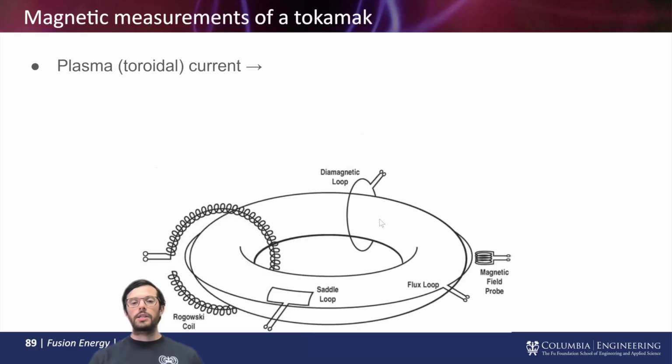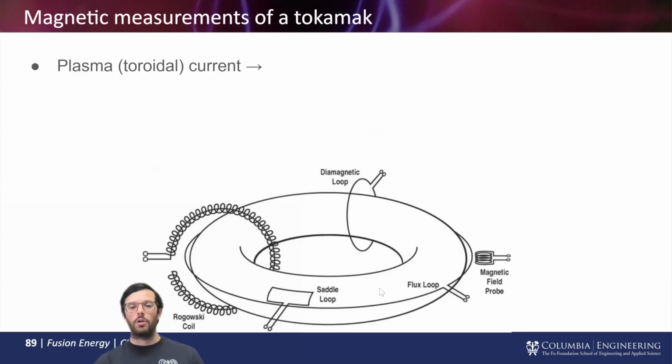So this is a drawing of a tokamak, and these are all the different kinds of magnetic sensors we use. And I'm going to ask you to guess which one of these measures the specific plasma quantity that we're interested in. All of these use the same concepts we just talked about. They're all loops of wires, so they all have some loop. This diamagnetic loop goes around poloidally. This magnetic field probe is just a little loop kind of off to the side. You can put them anywhere.